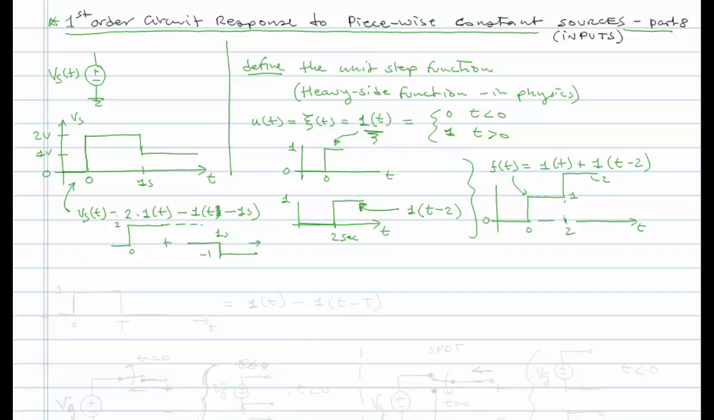So let's consider a pulse. What if we had something that started from 0, at time 0 it goes up to 1, and then it goes back down to 0 at time capital T. We could describe this as being equal to the unit step centered at time 0 minus the unit step delayed by capital T.